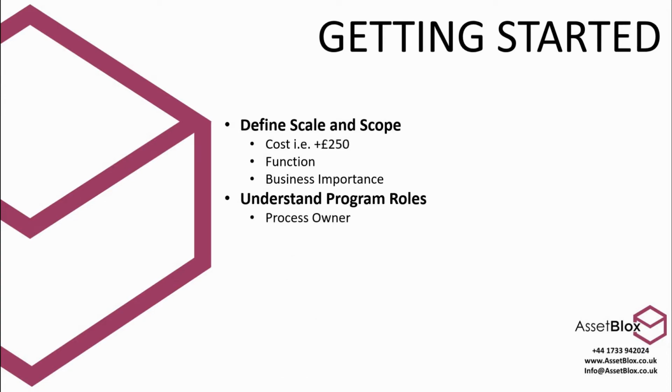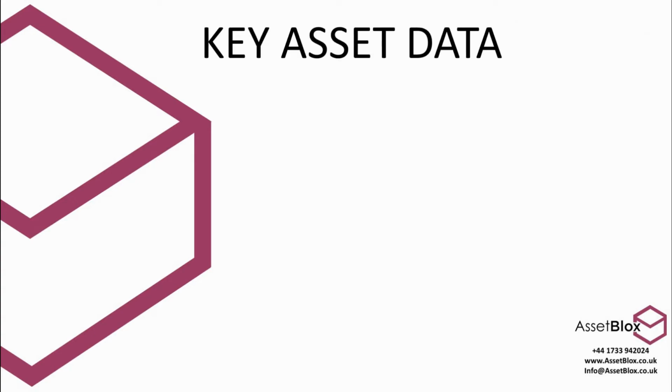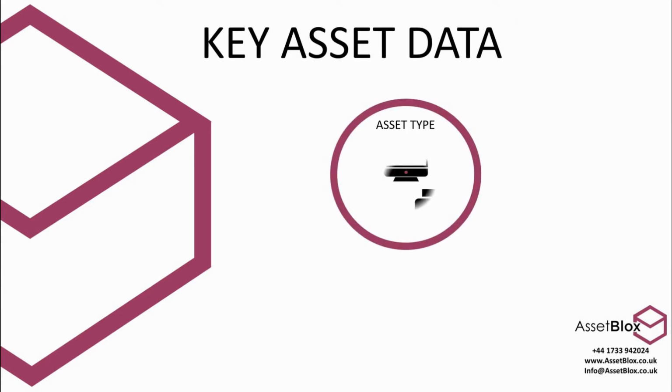Once you've set that level, you then need to define what program roles you have within your asset management program. For example, you may have process owner or manager or users, or if you're a small company, you may actually be all three. Any program of asset management is actually about data, managing that data and using it to your advantage. So let's take a look at some of the core data that we need to manage.